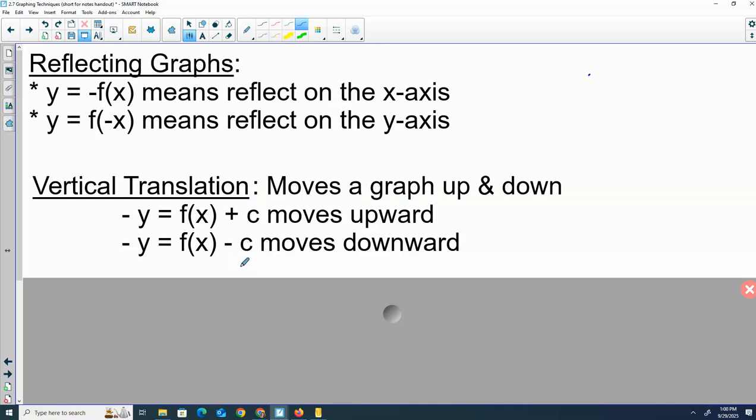If you add or subtract on the end, it's outside my function. Outside is y and it does what it says. So if you add to the y, you go up. Subtract from your y, you go down.